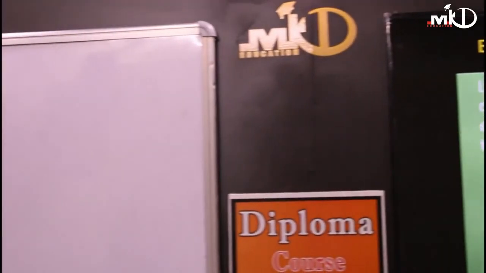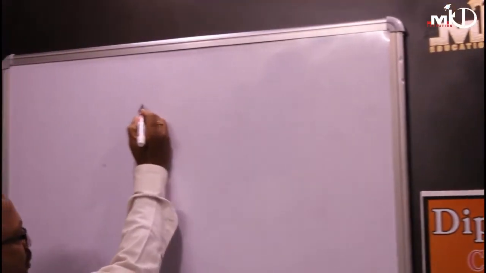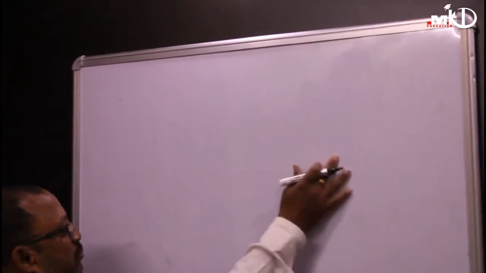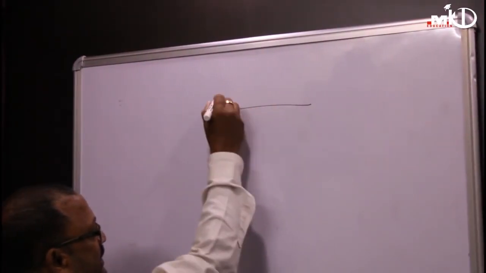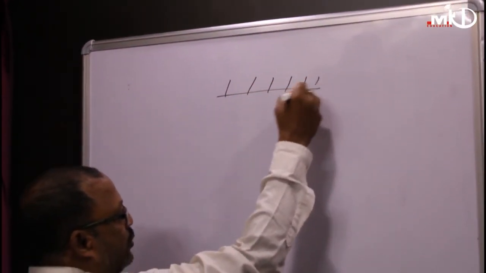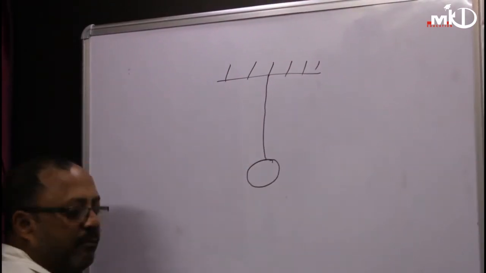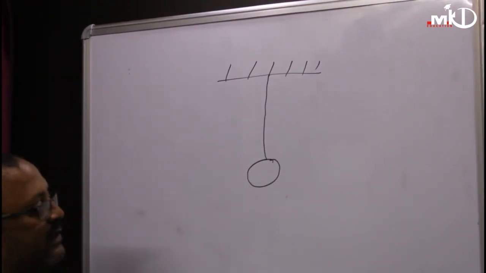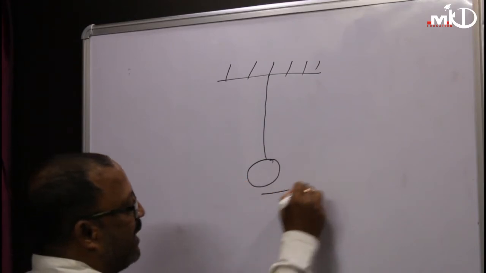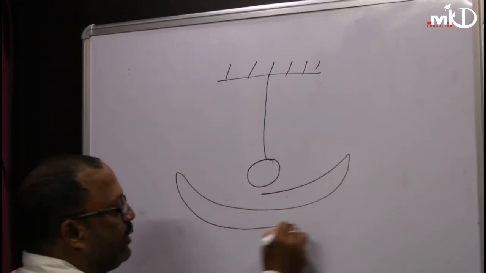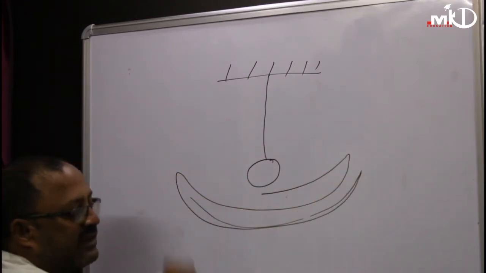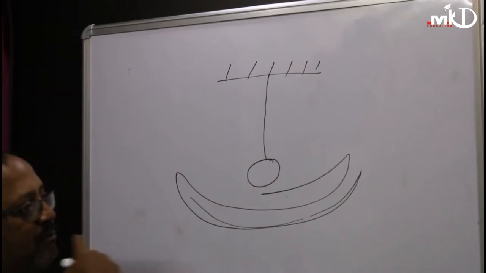So according to this question, the time period of a simple pendulum. What is a simple pendulum? I will first draw a diagram. This is a simple pendulum, which is hung from a rigid support by means of a thread, with a metallic bob. That is called a simple pendulum. It will oscillate in this manner and we will calculate the time period of this simple pendulum.